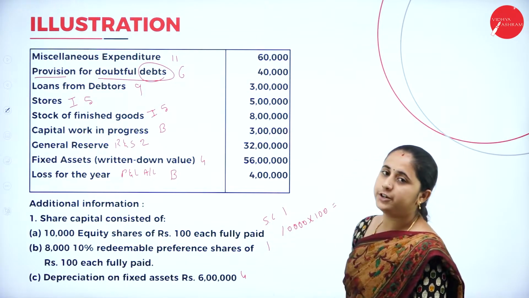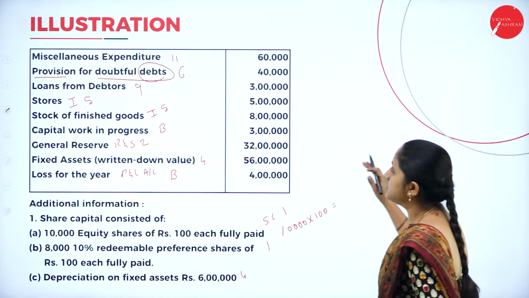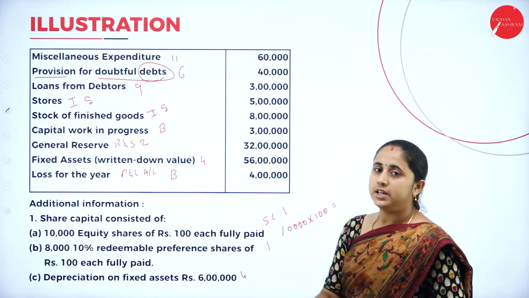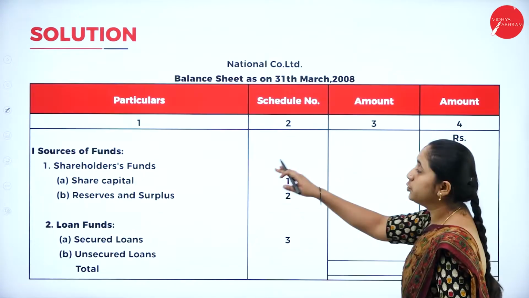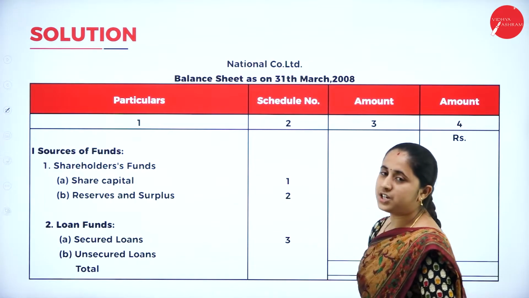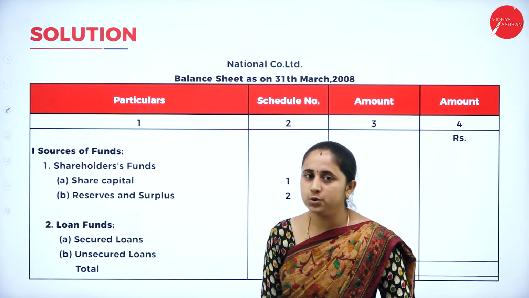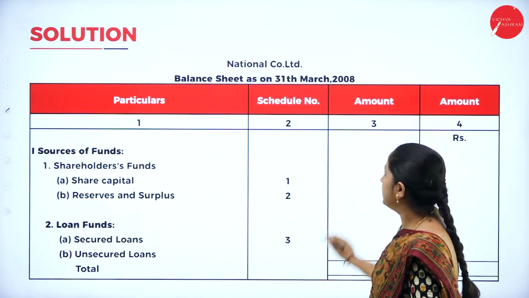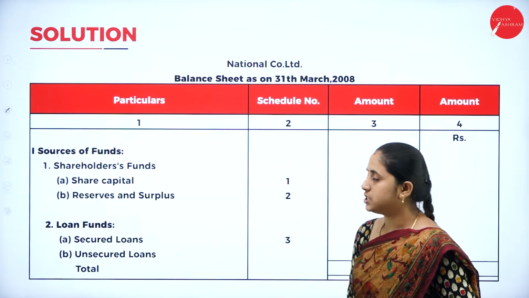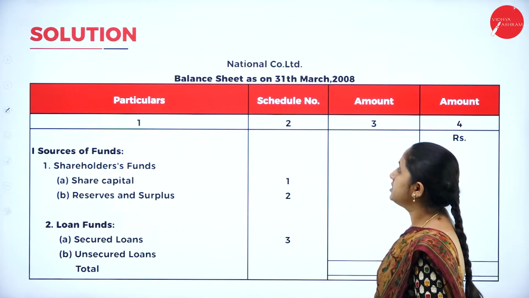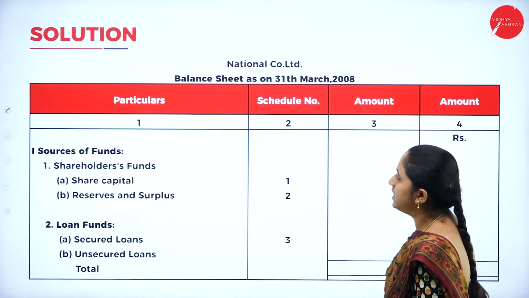Before preparing the schedules, we need to write the format of the balance sheet as well as the profit and loss account. If they ask you to prepare both, you need to write the format of both. Then start preparing schedules, and write down the schedules. After that, write the amounts in the balance sheet and profit and loss account. For this problem, we just need to write the balance sheet. So first write down the format of the balance sheet.